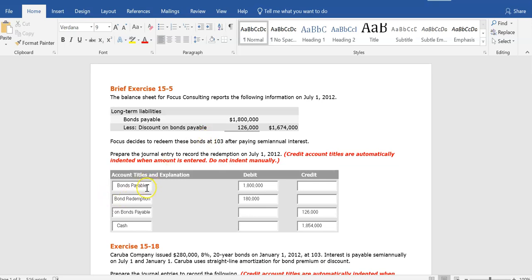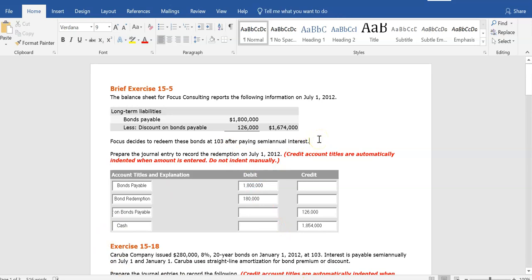So the first thing we need to do is figure out what journal entry, well, I shouldn't say the first thing, but what we need to do is record the journal entry when they redeem these bonds. So if they are paying off this liability, we need to debit the liability because it's being paid off. So we will debit bonds payable to record the payoff or the decrease of the liability. Then we are going to figure out how much cash they need to pay.